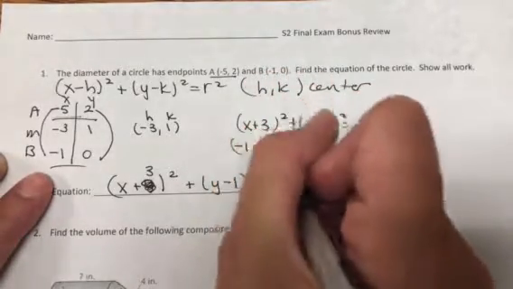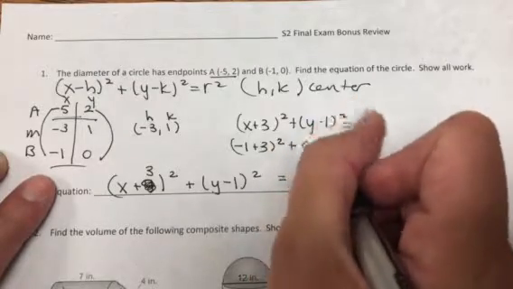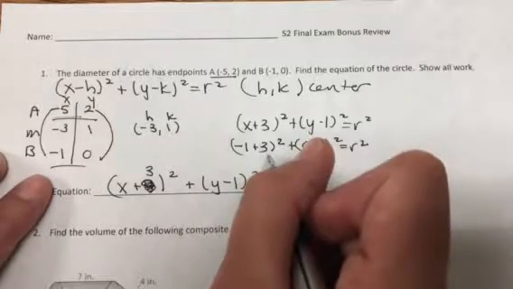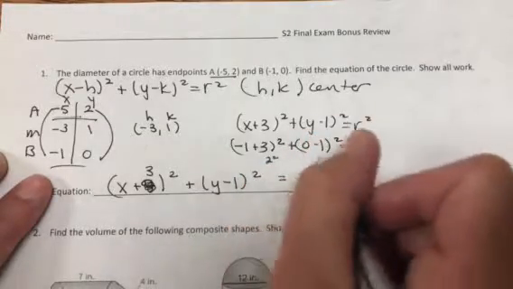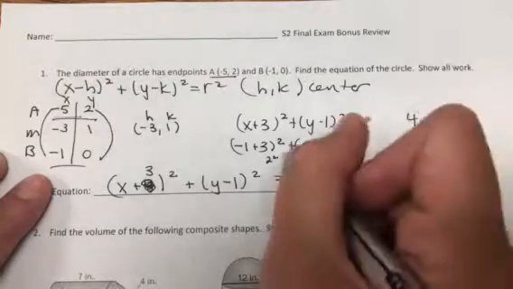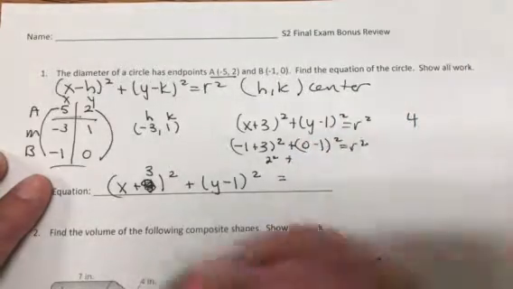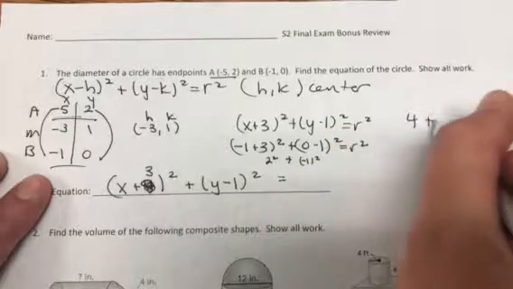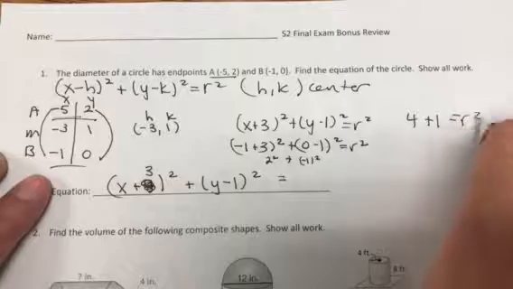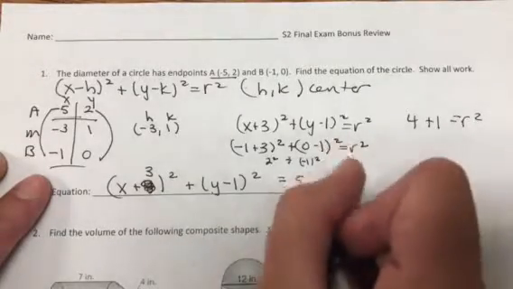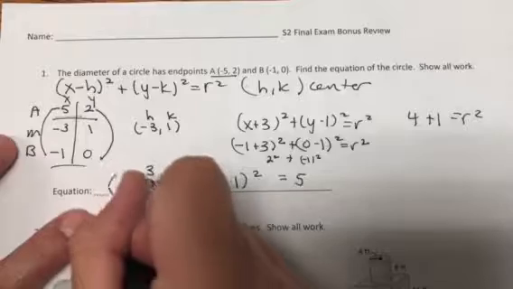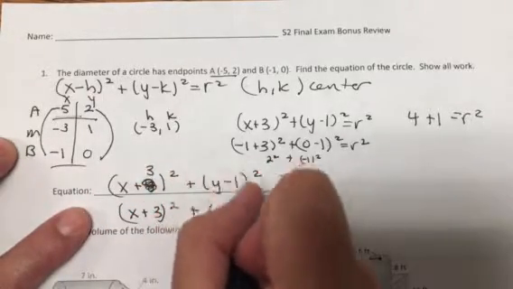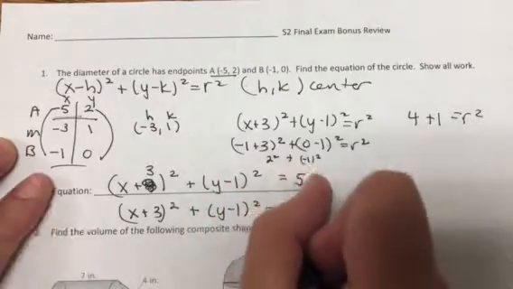-1 plus 3 squared plus 0 minus 1 squared should give us r squared. -1 plus 3 is 2. 2 squared is 4. Write this out to the side. And then 0 minus 1 is -1. -1 squared is +1. That should all equal our r squared. So we should get 5. So our final equation, I'm just going to rewrite that because it looks sloppy. x plus 3 squared plus y minus 1 squared equals 5.